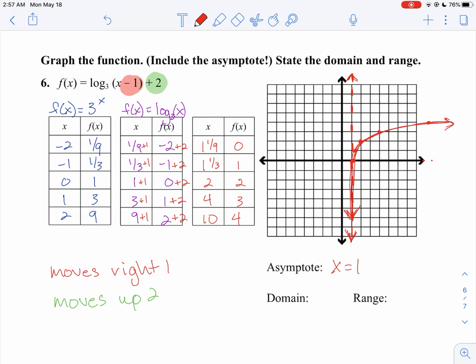Okay, so our domain is going to be different this time, right? Because our graph doesn't start until just a little bit after 1. So our domain is going to be x is greater than 1. But our range is still going to be all real numbers because this goes up and down forever.